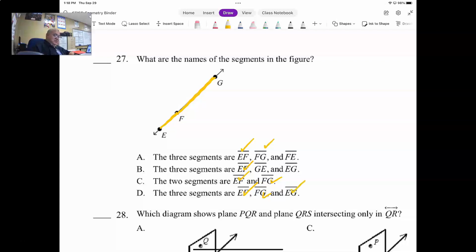So I would say the answer is D. That names all of them. EF is the same as saying FE. FG is the same thing as saying GF. And EG is the same thing as saying GE. So I'm saying the answer is D, because GE and EG are the same, EF and FE are the same, and we do have one more, so the answer is D.